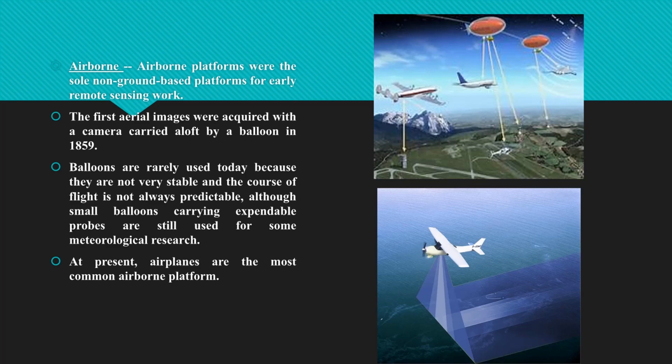This term also explains itself. Airborne platforms are basically non-ground based platforms, or those platforms which travel in the air medium. The first aerial image was acquired with a hot air balloon in 1858 and 1859, as we have discussed in the history of remote sensing. The first aerial image of Paris city was acquired by Gaspard Felix Tournachon, aka Nadar, from his hot air balloon.